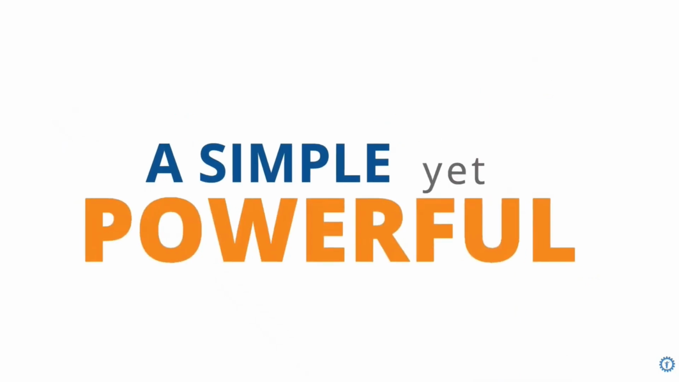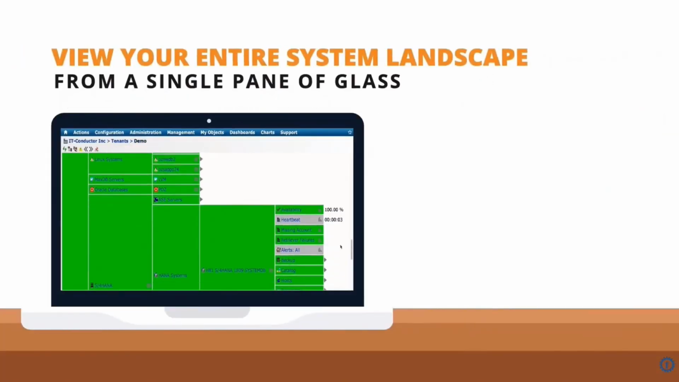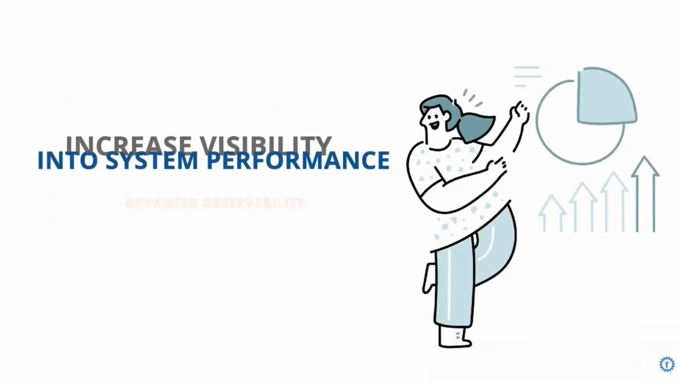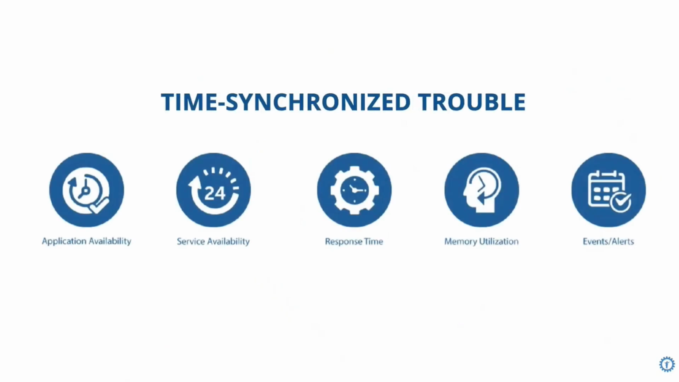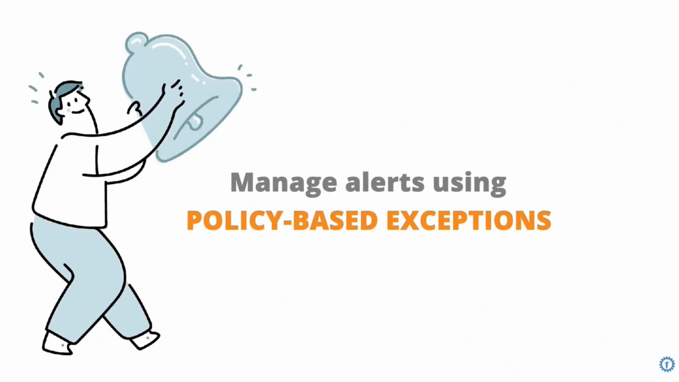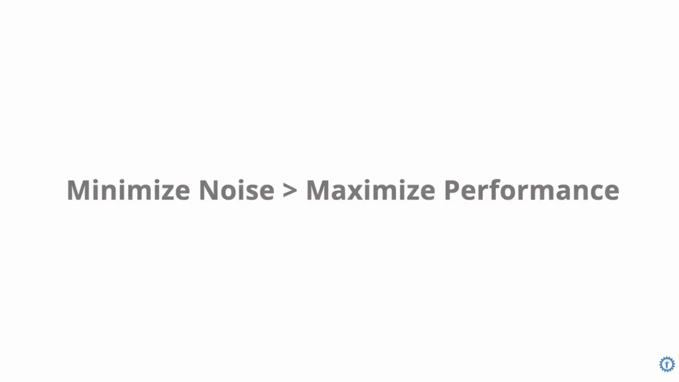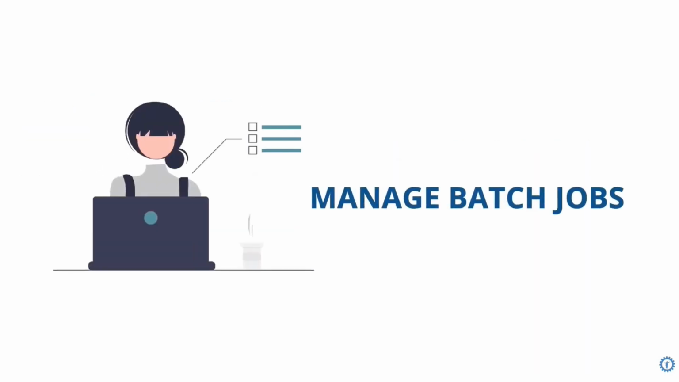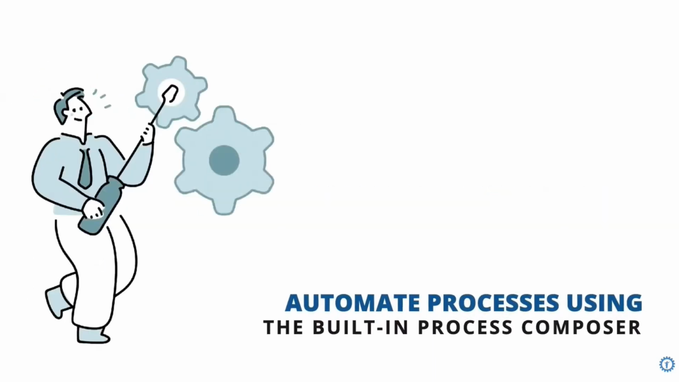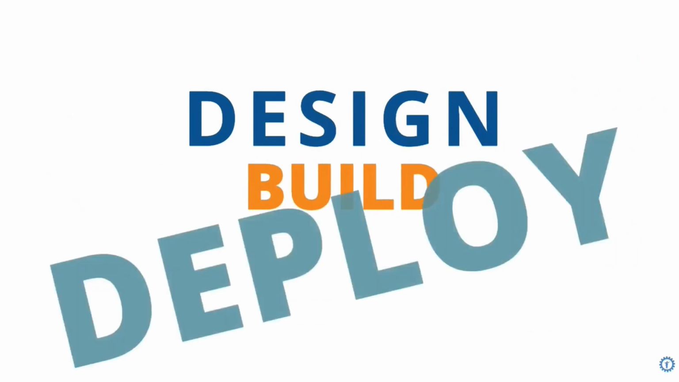A simple, yet powerful platform that lets you manage systems almost instantly through a secure gateway connection. Get a better understanding of your entire system landscape from a single pane of glass. Increase visibility into system performance with advanced observability features. Perform root cause analysis using time-synchronized troubleshooting. Manage alerts using policy-based exceptions. Leverage the integrated and highly configurable dashboards to show only what is meaningful to you, effectively minimizing noise and maximizing the performance of your systems. Utilize the capability of the platform to automatically run reports on schedule. Manage batch jobs and monitor execution logs. Automate processes using the platform's built-in process composer and leverage existing automation templates. Design, build, and deploy solutions at cloud speed.